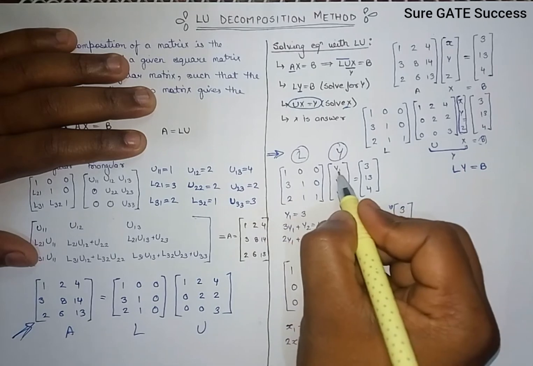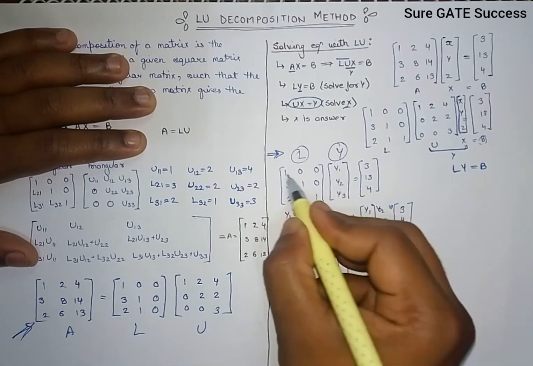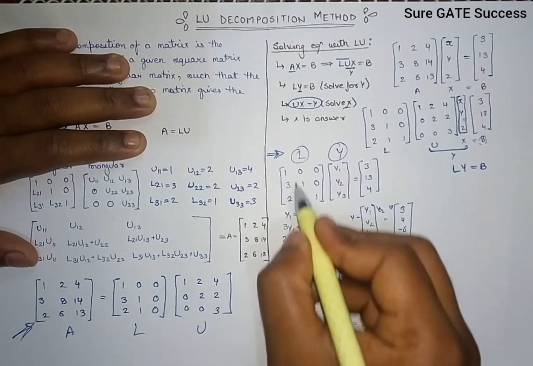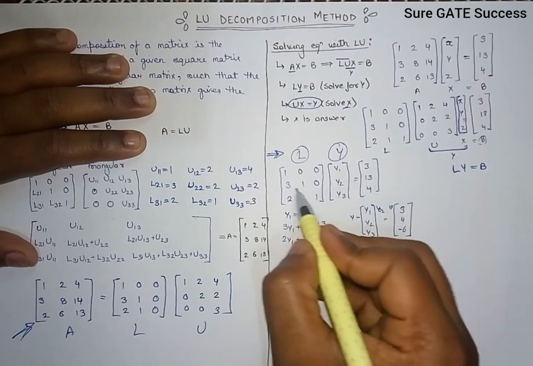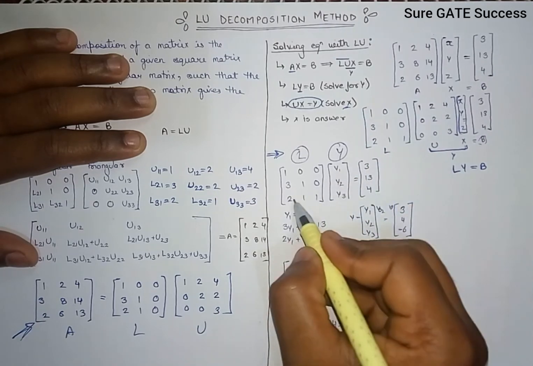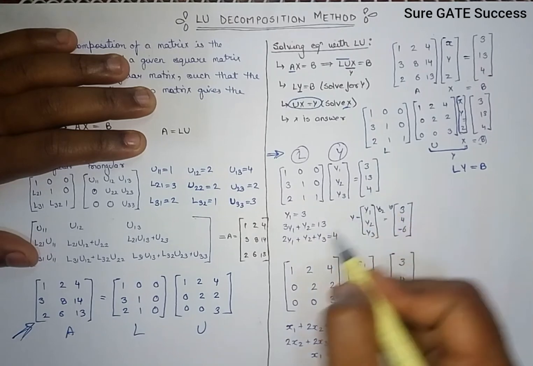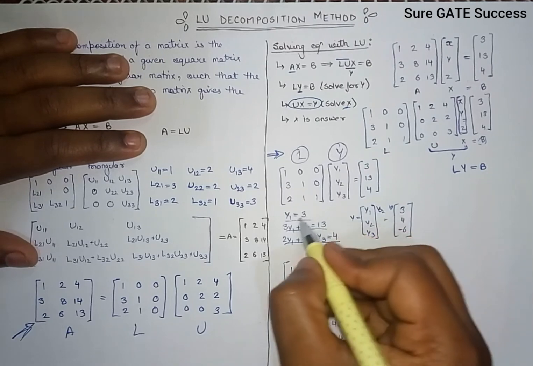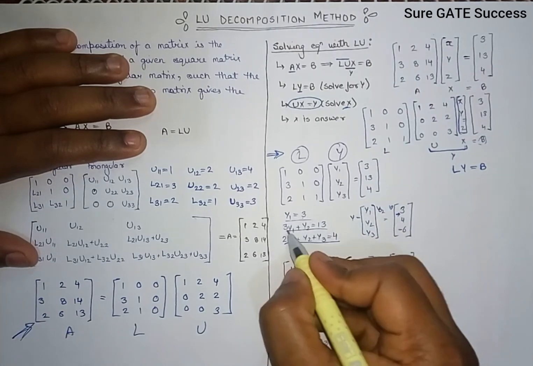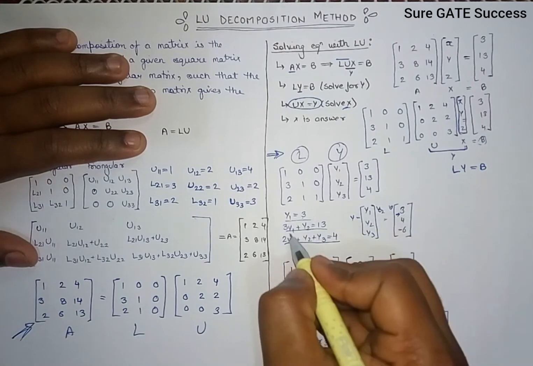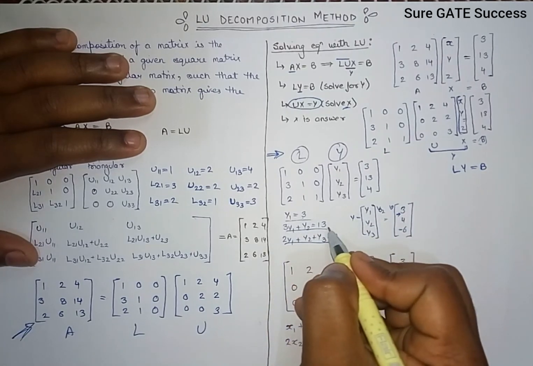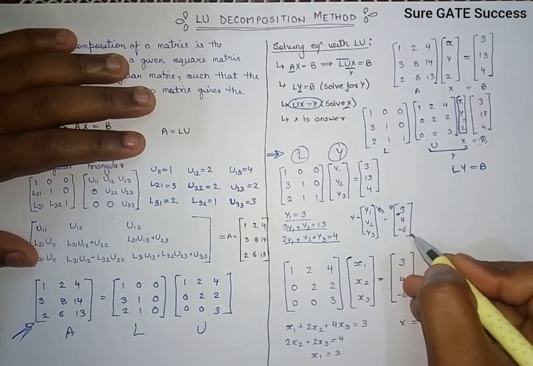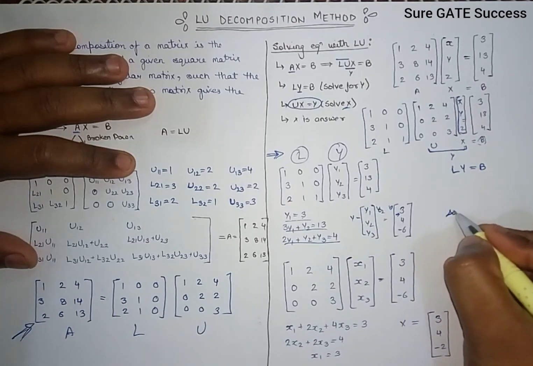If you multiply this with this, we can have three equations and find the values of Y. So Y1 is equal to 3, 3Y1 plus Y2 is equal to 13, and 2Y1 plus Y2 plus Y3 is equal to 4. Using these three equations we can find the value of Y. Y1 is 3, and if we put the value 3 here it will be 9, and if I subtract 9 from 13 it will be 4. This is the value of Y2. Similarly, we find the value of Y3. So we have solved for Y.